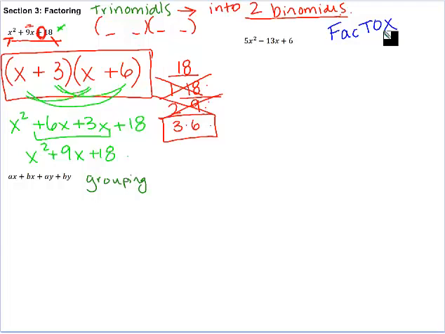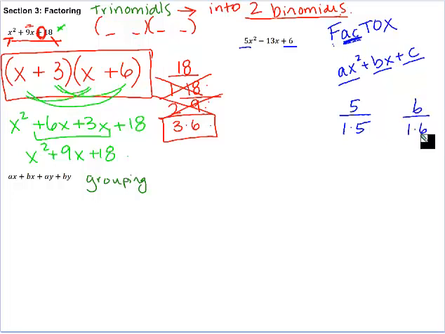So F stands for factor the A term and the C term, for the A and C. A term and C term, where do those come from? Those come from our general form of a trinomial, which is ax squared plus bx plus c. So this is standing for factor the A term and C term, so factor the first term and the last term. So we'll start with that. So 5 factors to 1 times 5. 6 is either 1 and 6 or 2 and 3.